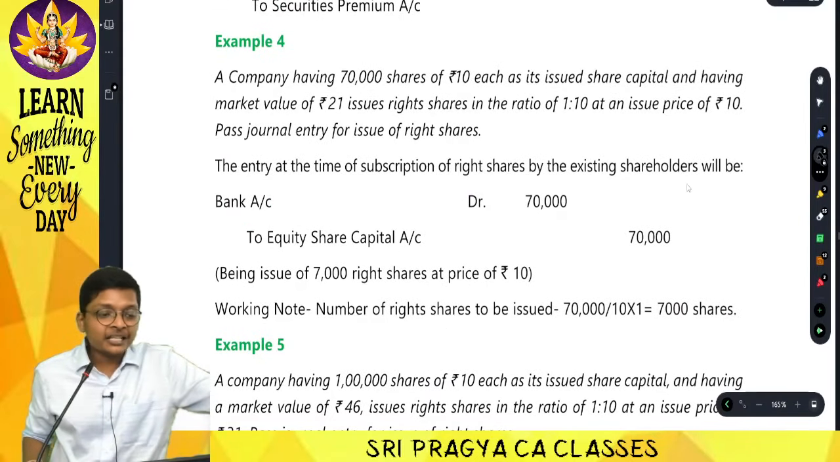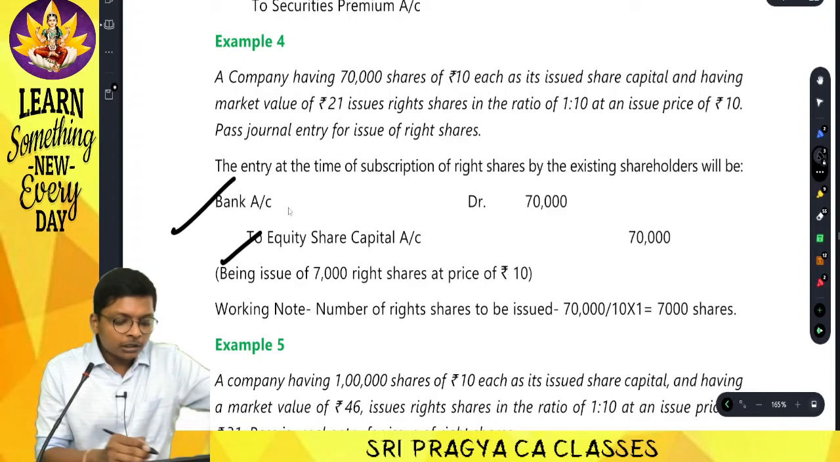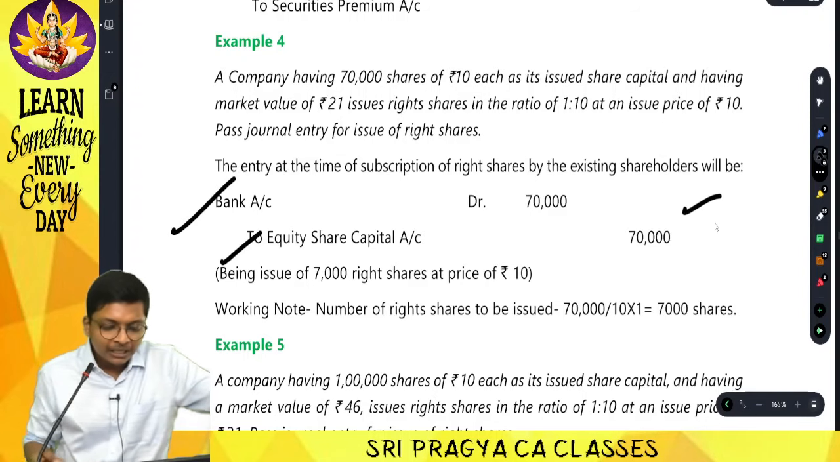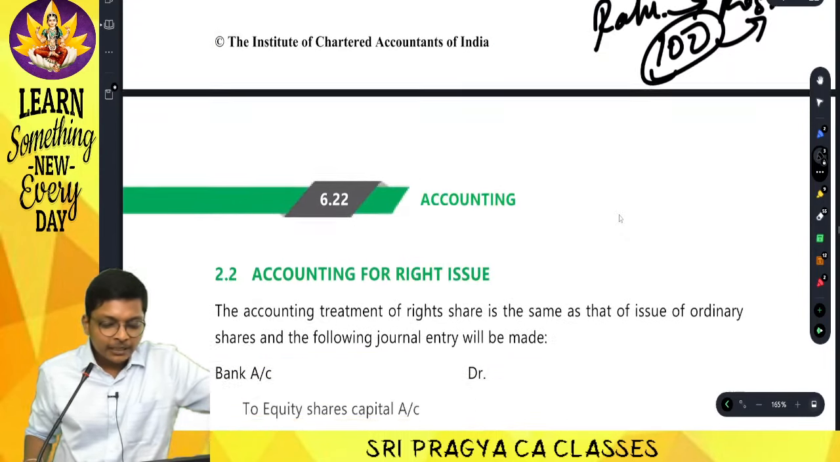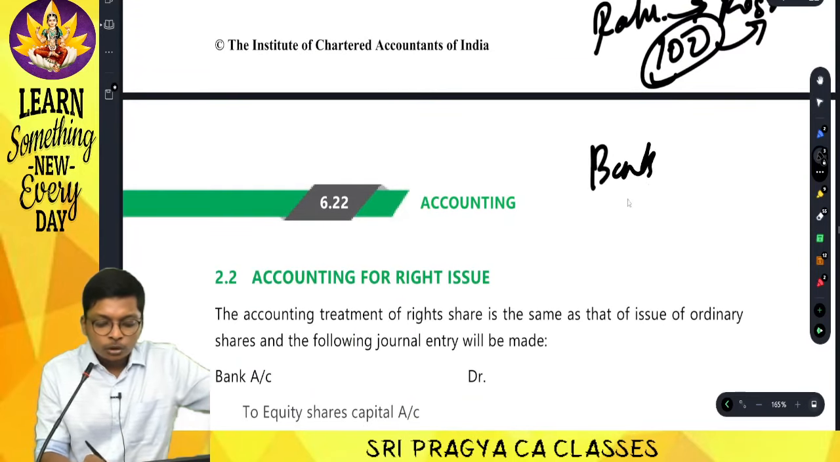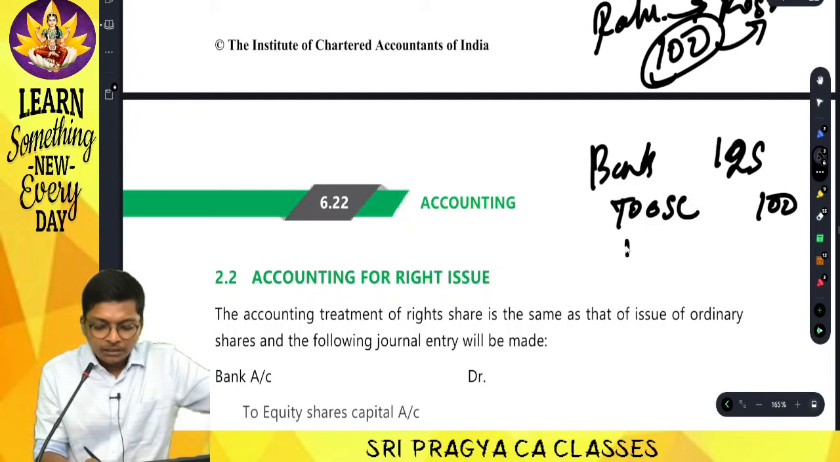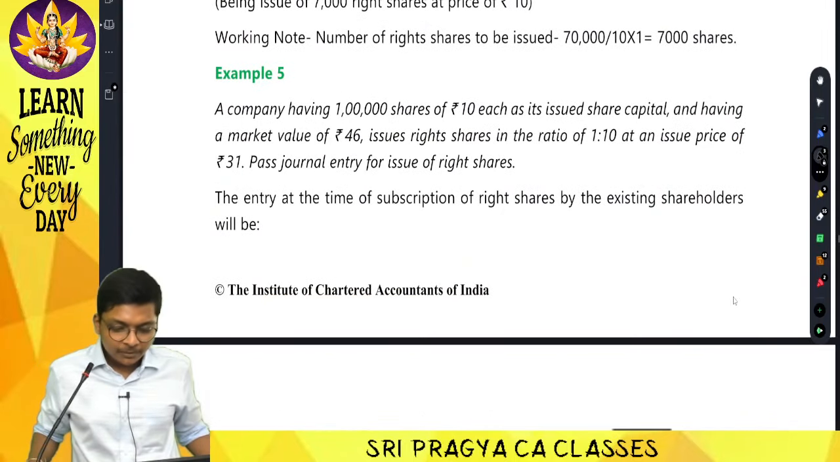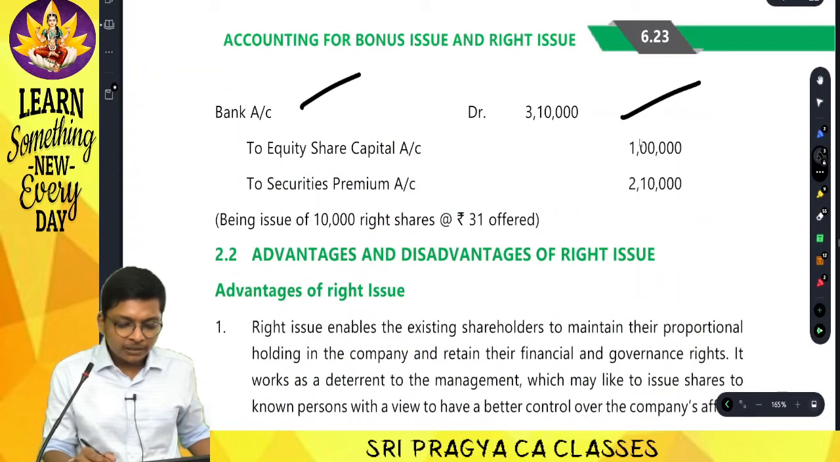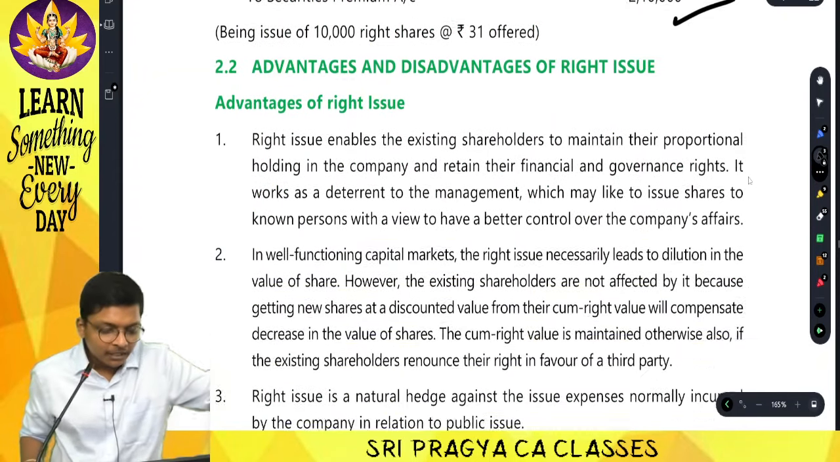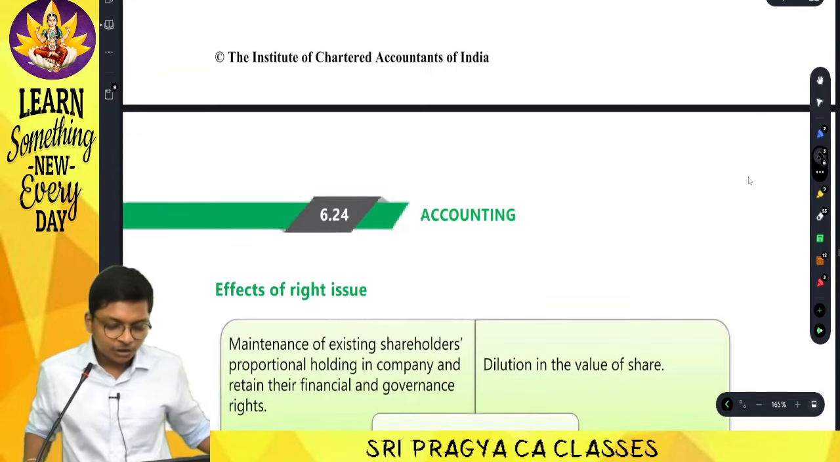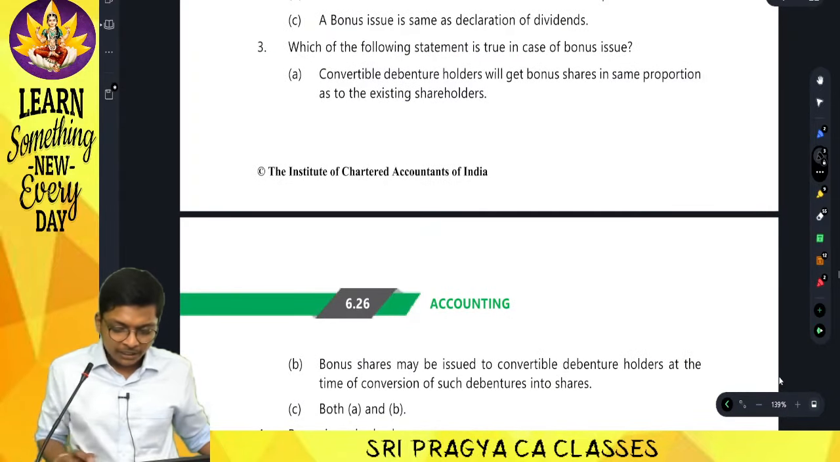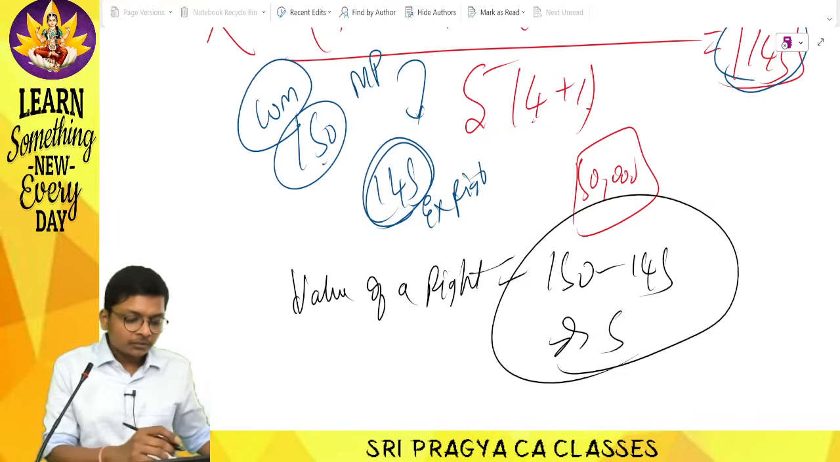How to pass entries for rights is fairly simple. Bank account debit, to equity share capital on issue. In this case, it will be bank account debit 125, to equity share capital 100, and therefore to securities premium 25. Normal entry, same way over here. If there is a premium issued, we will pass bank to equity share capital and to premium. Then we have advantages and disadvantages of rights issue, which is some theory which you can go through. Okay, go through it in theory, guys.